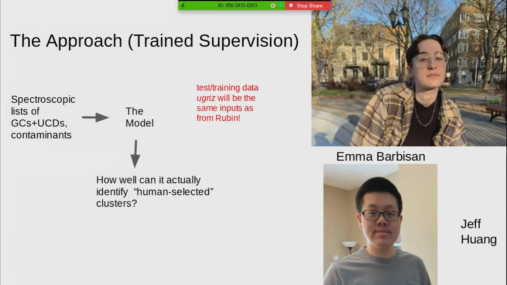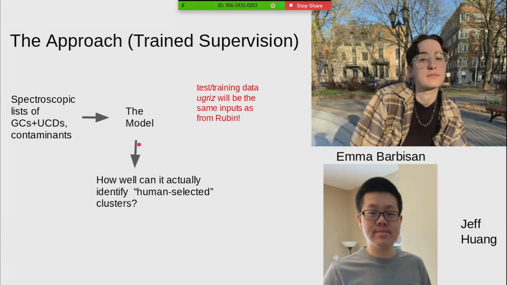And we're using a supervised training method. So we have input lists of globular clusters and ultra-compact dwarfs that are spectroscopically confirmed. We made lists of contaminants, so we got stars from Gaia, and we are looking at sources in 2MASS for background galaxies. And we're plugging them into 2 different models. Emma is using neural networks and Jeff is trying a random forest algorithm. One really nice thing about this is that we are just using the ugriz inputs. Those are the same inputs that we'll be getting from Rubin Observatory, which is cool.